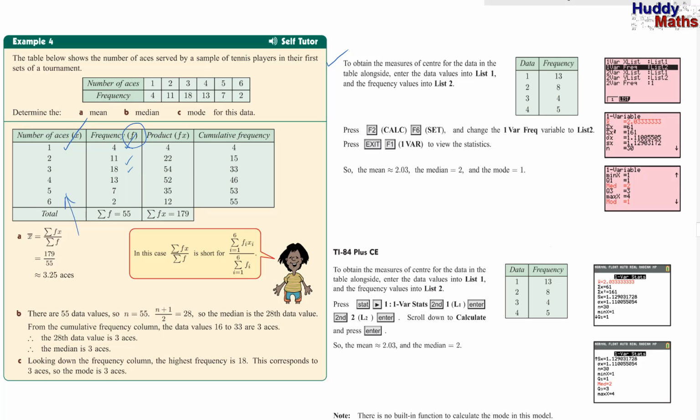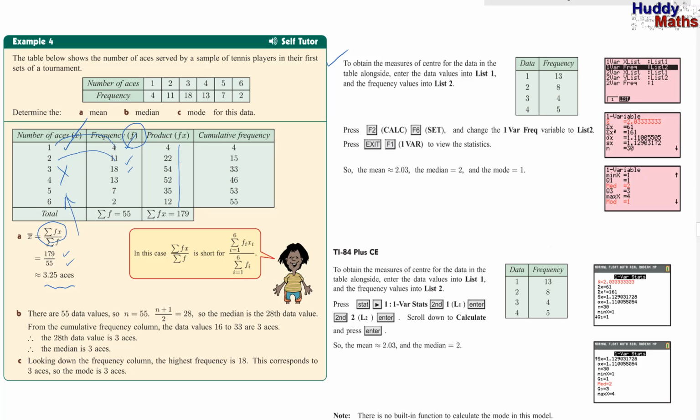So we've got to multiply each score by the number of times that it occurred. So we've got to add up this column, not this one, because we've got to multiply 4 lots of those, 11 lots of those. So here we are, we've got to add this up. Sum of fx over sum of f, 179 on 55, approximately 3.25 aces were served.